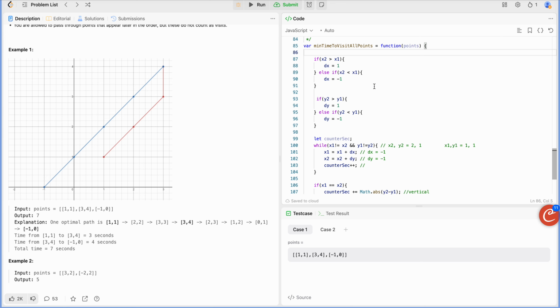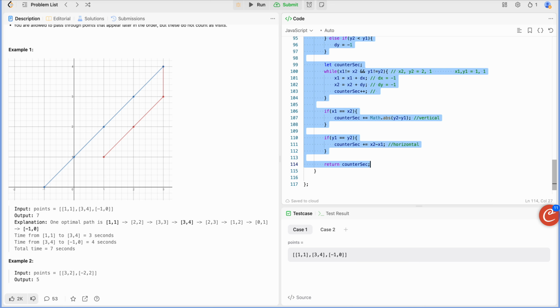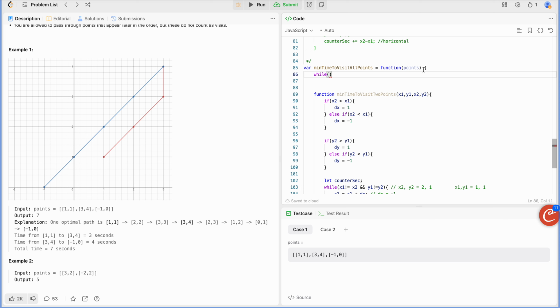I mean, there are different ways to do this, but I guess what I can do is make this a function, maybe that might be easier. And these are my points.